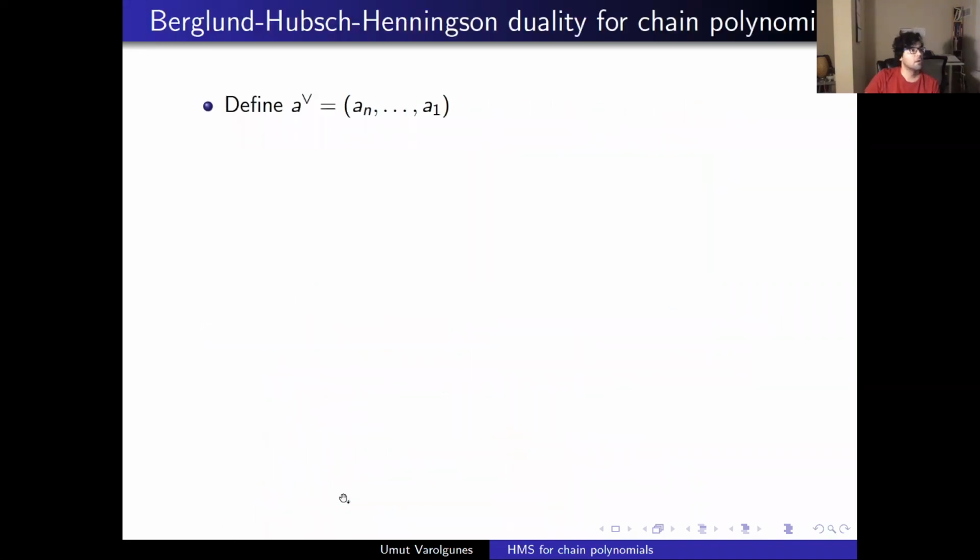Okay. So now I want to define a dual tuple, which is just obtained by taking the mirror image of the tuple. So it was A1 up to An, now it's An to A1. So I just completely reversed the order.